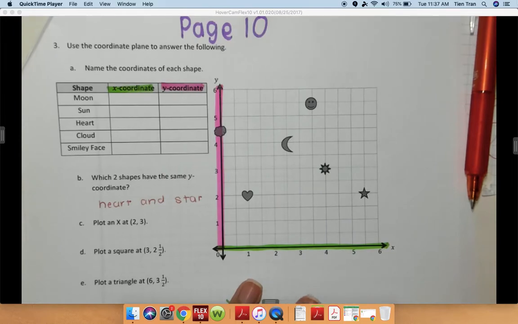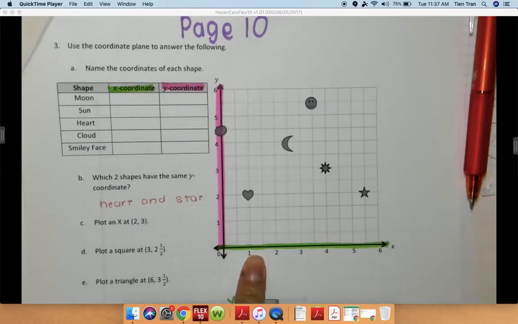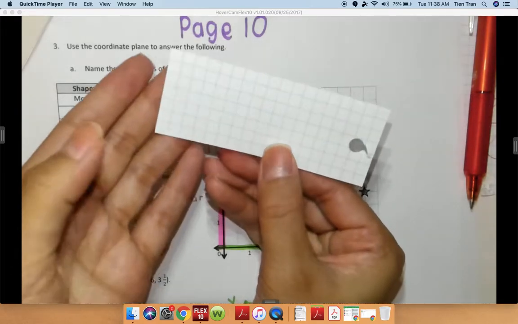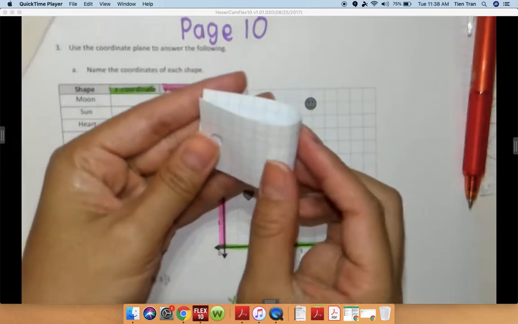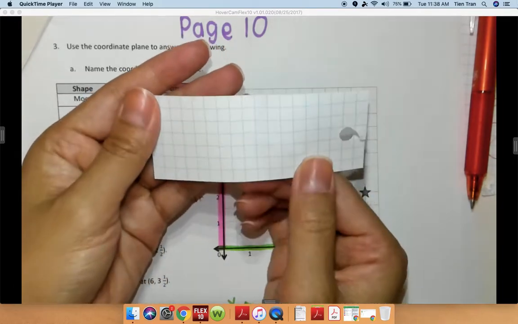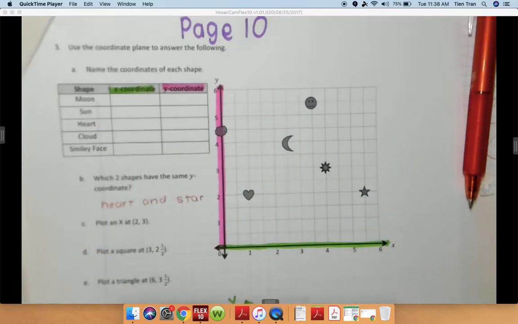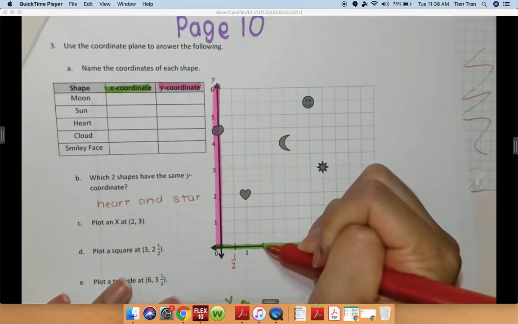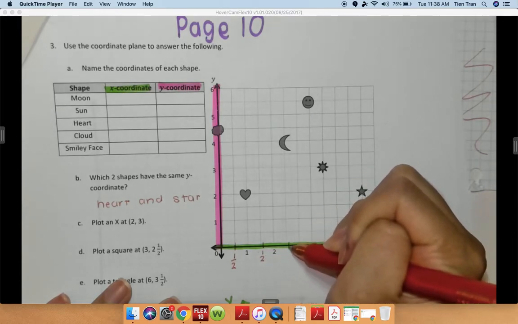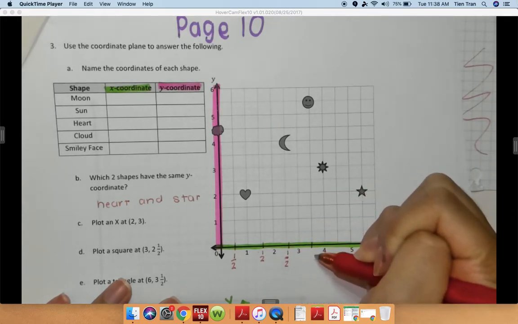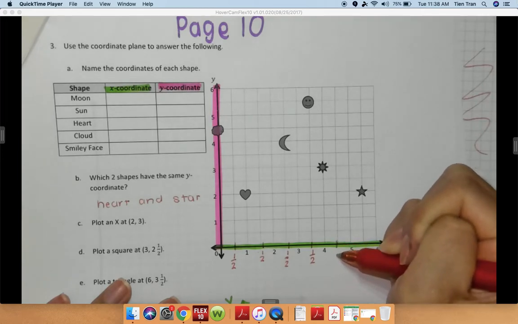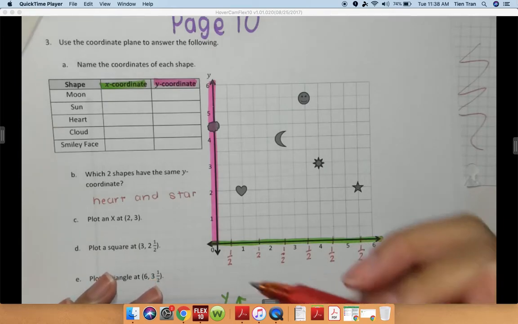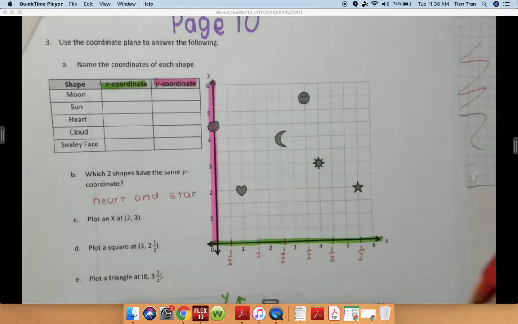The moon looks like it's in the middle of 1 and 2. A whole number is always considered half. So, for example, if this is one whole and I fold it in half, that is going to give me half pieces, right? So the lines in between here are all 1/2. So 1 and 1/2, 2 and 1/2, 3 and 1/2, 4 and 1/2, and 5 and 1/2. Just so you guys have an idea. The same thing on the y-axis.